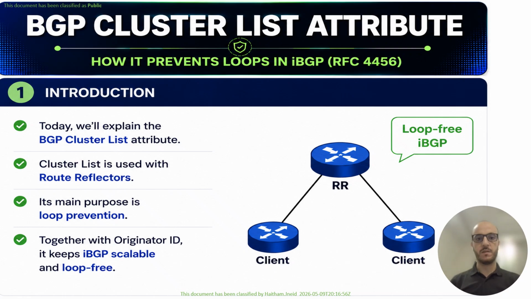Welcome everyone. In this video, we are going to talk about BGP Cluster List, one of the key attributes used by route reflectors to prevent routing loops inside an iBGP network. By the end of this video, you'll fully understand what a cluster list is, how it is built, and how BGP uses it to avoid loops.